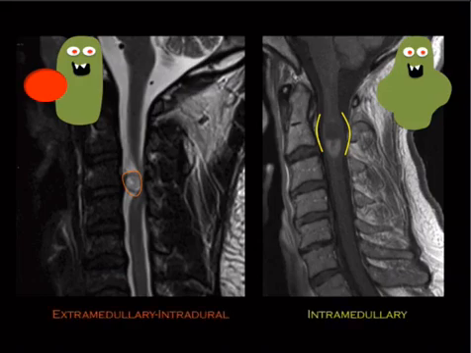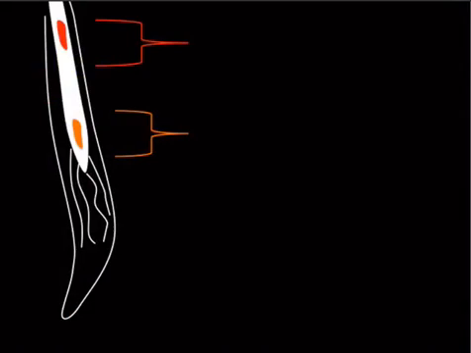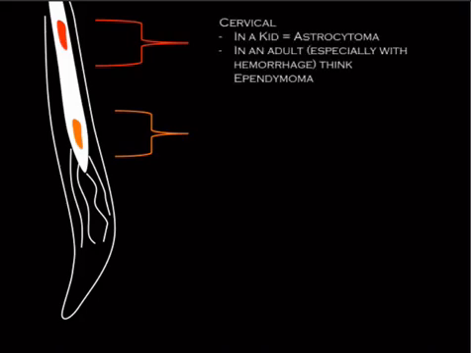All right, so now how do you tell apart astrocytomas and ependymomas? I think it's really difficult. This is my recommended strategy. So this is my cord, and the red is sort of cervical, and the orange is lower down like lumbar. You can see like the cauda equina coming out of it. So it's cervical, depends if it's a kid or an adult. If it's a kid, I would call it an astrocytoma. If it's an adult, especially if there's hemorrhage, think about calling it an ependymoma.